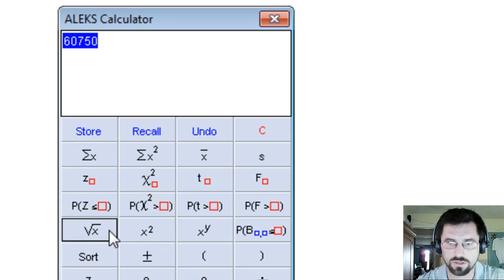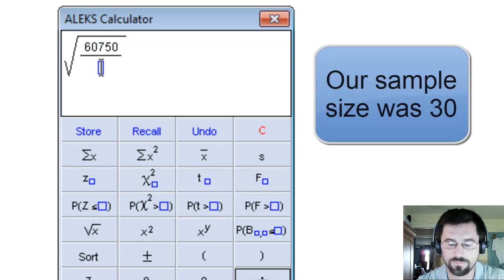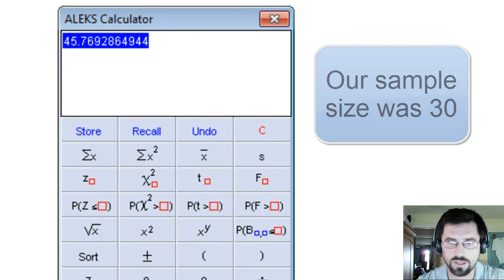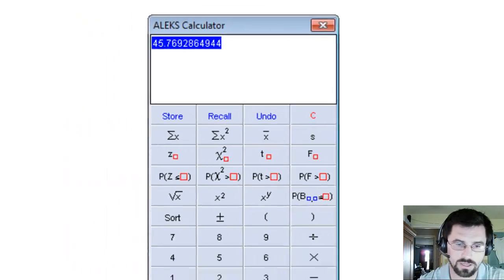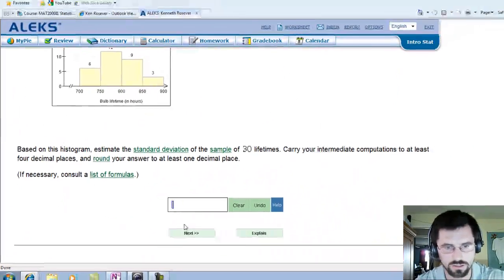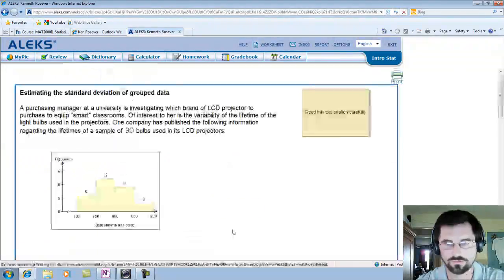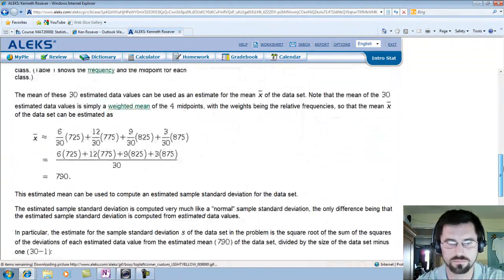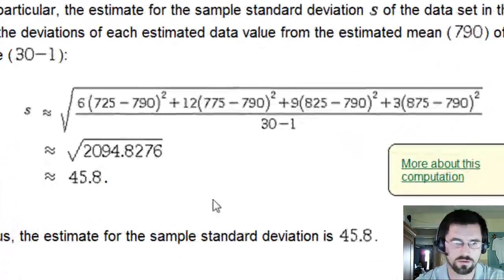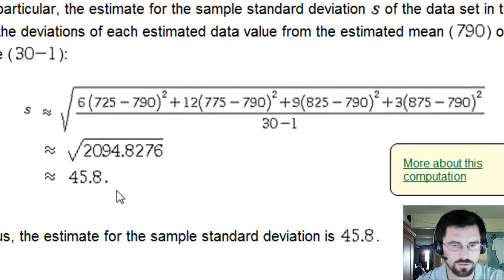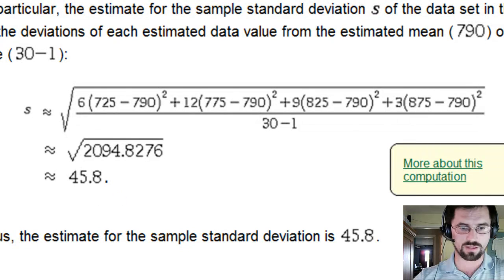6750. Then you go square root of that value divided by 29, because it's n minus 1 on the bottom. And what do we get? 45.8 again. I'll just hit explain. There you go, 45.8. So you can see I was correct. Okay, that's it. Bye.